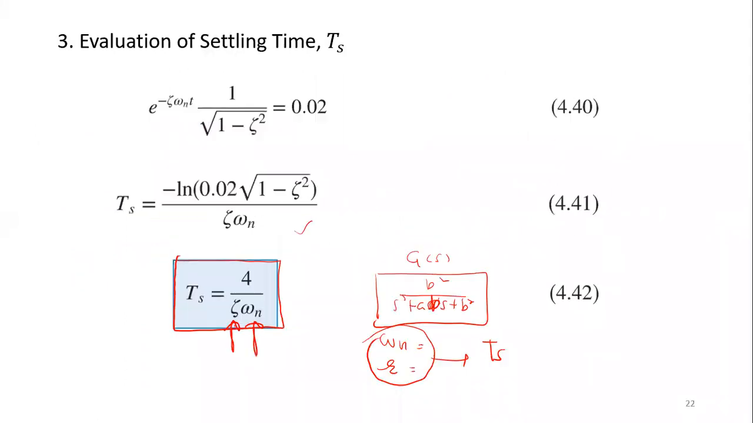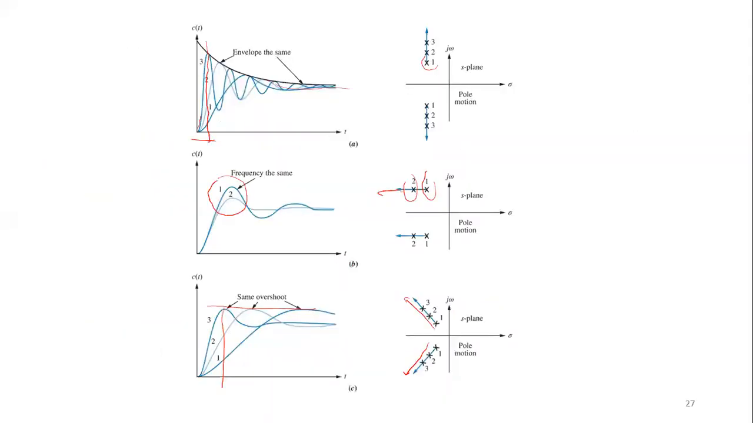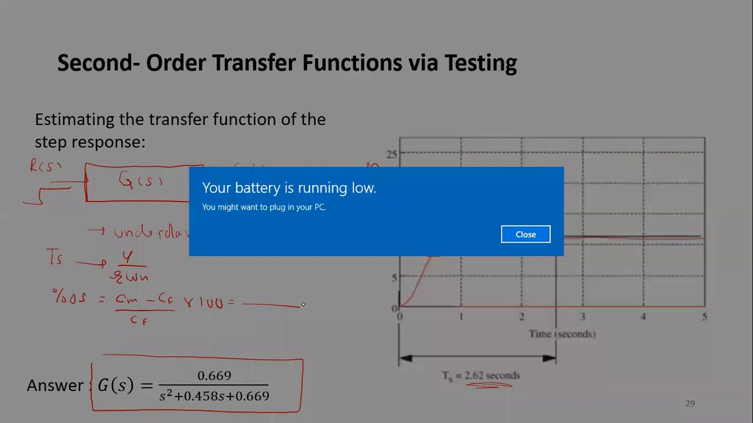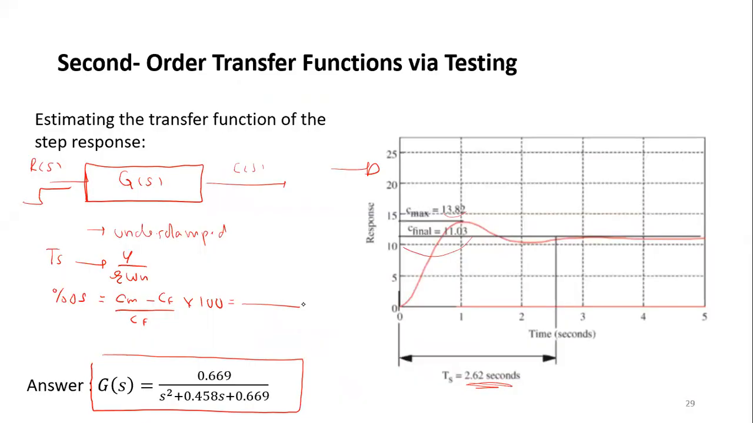From this percent overshoot, you can find the damping ratio or the natural frequency. Then lastly, you get the transfer function. You can estimate the transfer function. This one, I want you to try. You can have all these slides. I put them in the e-learning for you to review and try to do this until you get the final answer here.